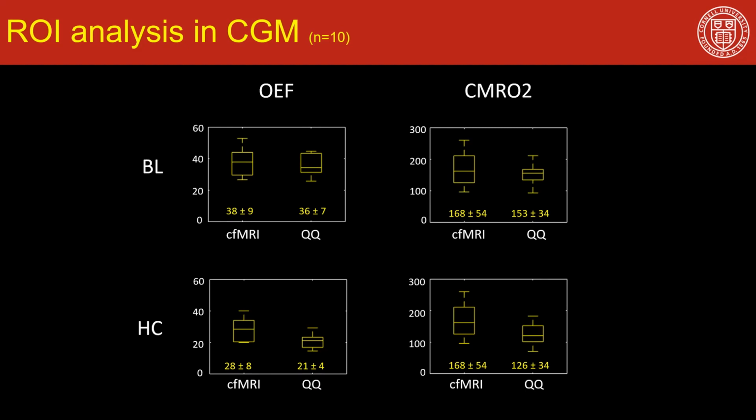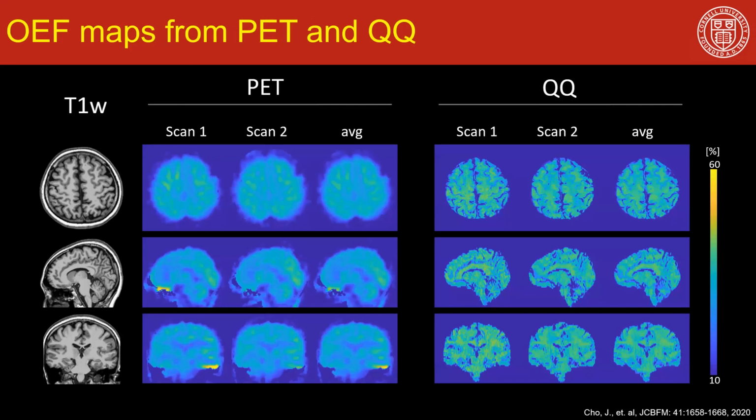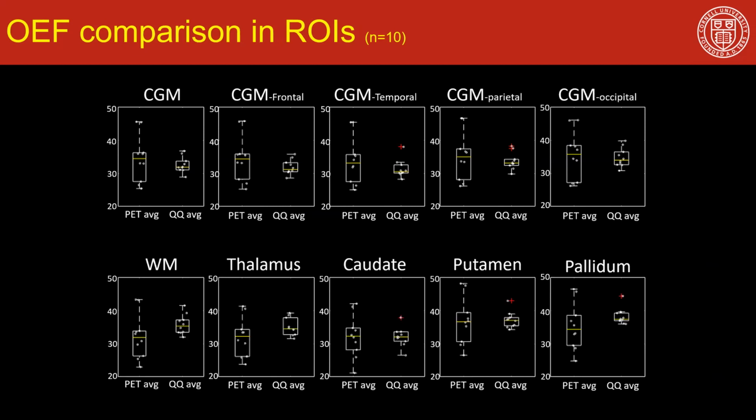This comparison study of QQ with the established calibrated fMRI shows that OEF from the two methods are in agreement for baseline condition. Next, we compare QQ with the reference standard 15O PET in 10 healthy adults. This slide shows example OEF maps from PET and QQ in axial, sagittal, and coronal views in a subject. Both PET and QQ show uniform OEF maps and good agreement between scans and methods. In the regional ROIs, such as cortical gray matter, white matter, and deep gray matters, the OEF average values from QQ and PET are substantially equivalent, and this suggests that in healthy adults, the QQ model generates OEF estimates in agreement with the reference standard 15O PET.